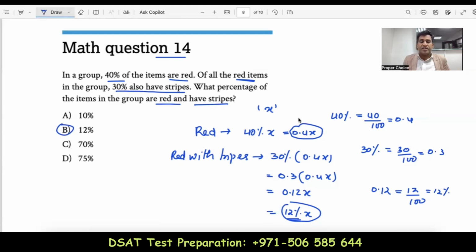You can also consider x as 100, so you'll be getting it in terms of numbers. As I'm looking for the percentage, regardless, you can take any values.